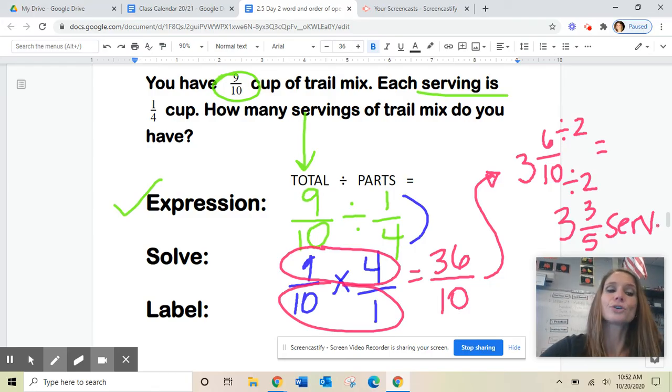Look it over. How'd you do? Did you write an expression? Did you set it up with the reciprocal? Did you solve it and simplify it correctly? Did you remember a label?